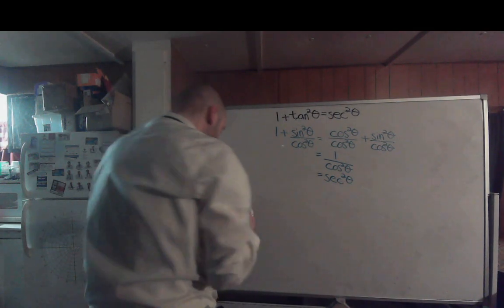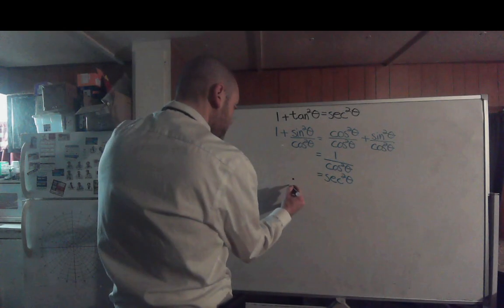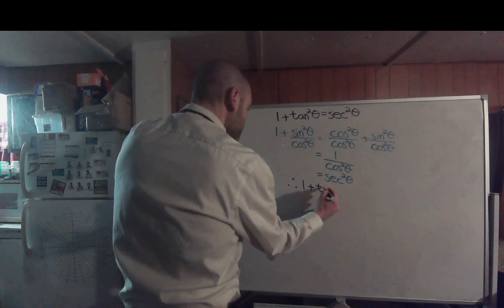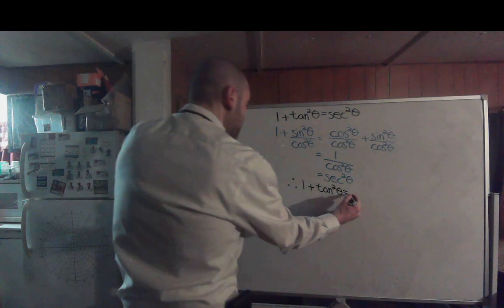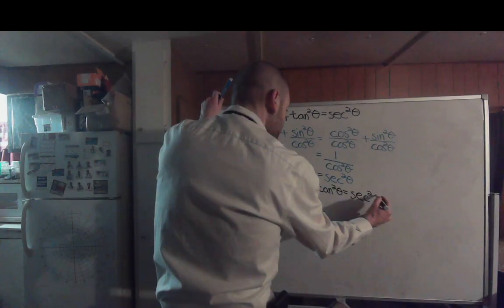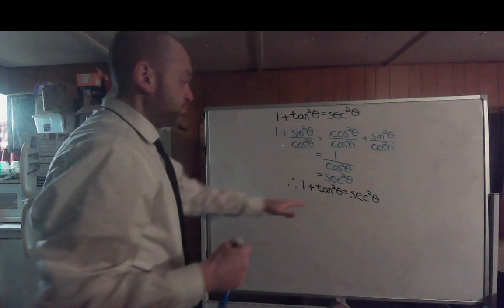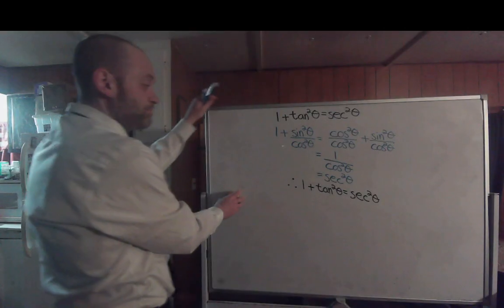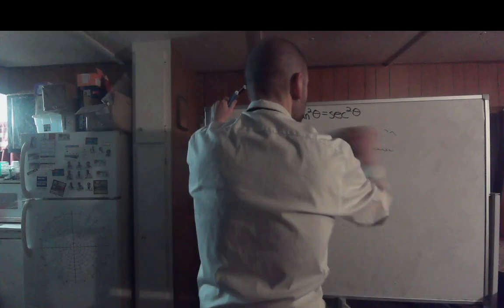So therefore, let's say, 1 plus the tangent squared of theta equals the secant squared of theta. So that's how I was able to prove that 1 plus tangent squared of theta equals secant squared of theta. And then we have another one like this.